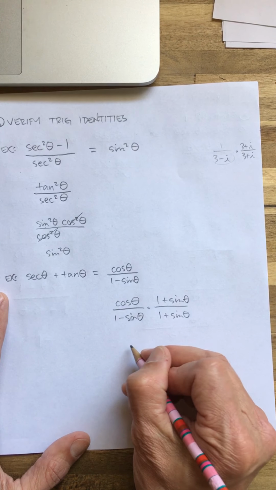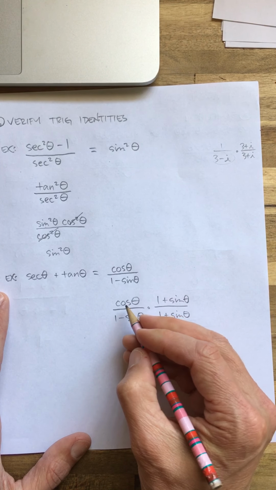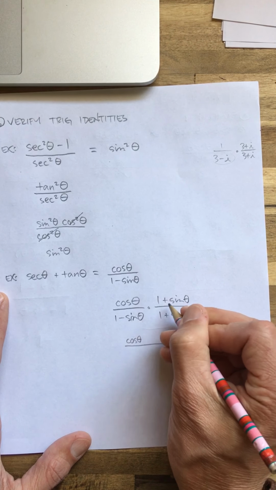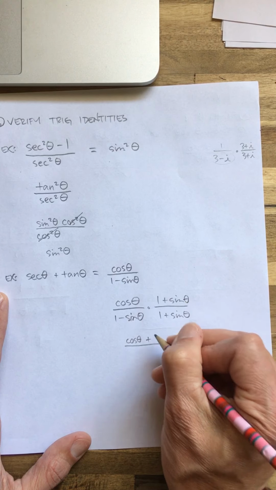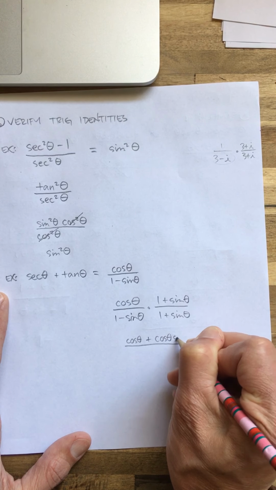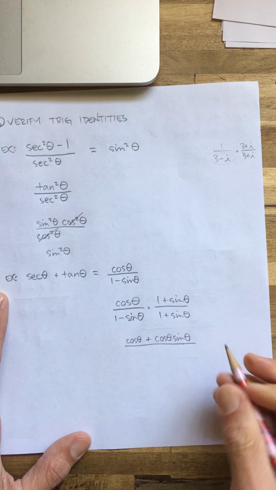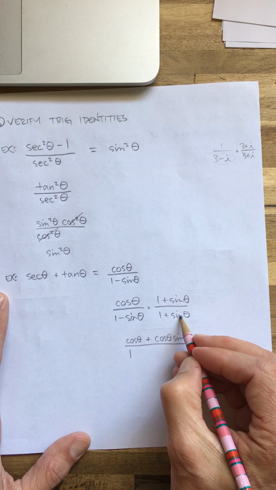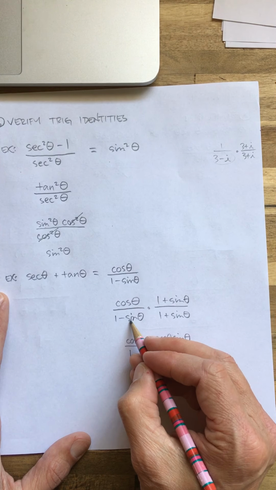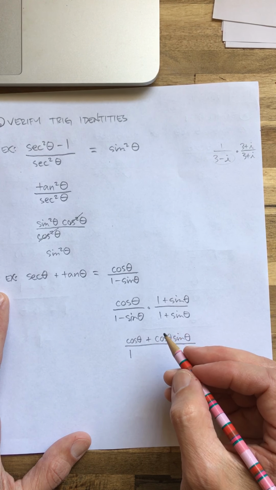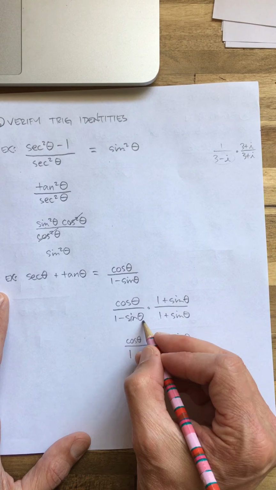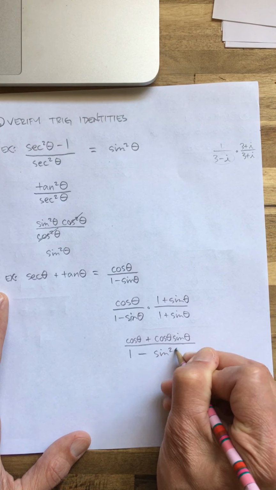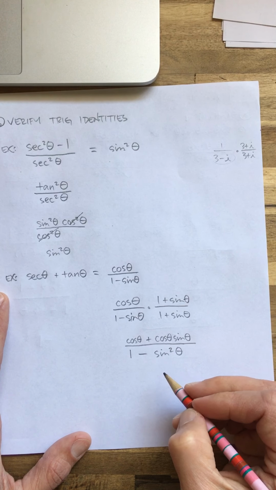And watch what happens. Let's do the numerator. That's cosine of theta times 1, which is cosine of theta, plus cosine theta sine theta. In the denominator, 1 times 1 is 1. 1 times sine theta is sine theta, minus sine theta times 1 is minus sine theta. They cancel. And then it's negative sine theta times positive sine theta, which is negative sine squared theta, since sine times sine is sine squared.